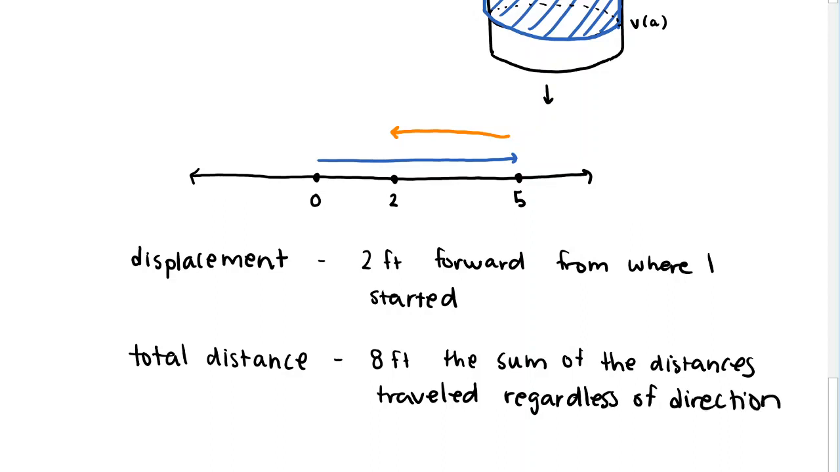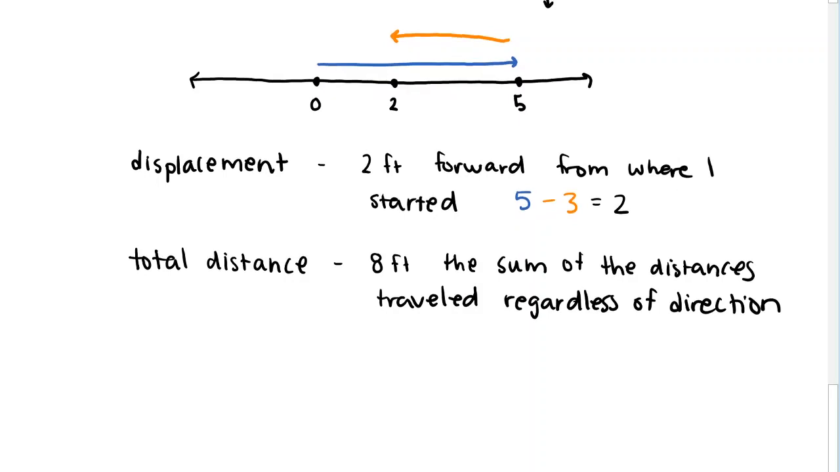And so, you know, what computation are we doing with this displacement? Well, we're taking the direction move forward and we're subtracting away the direction move backwards. Kind of feels like what we do when we think about integrals. And with the total distance, we're adding up the distance traveled forward with the distance traveled backwards.